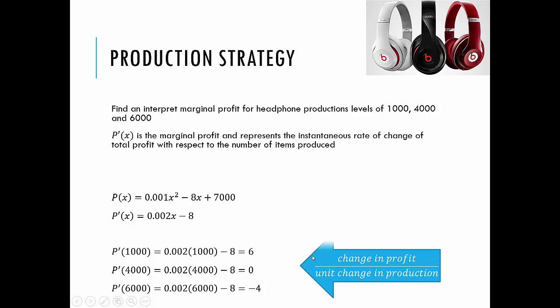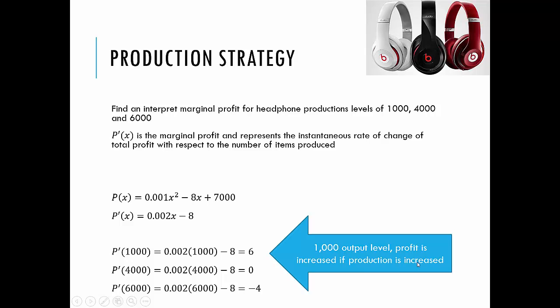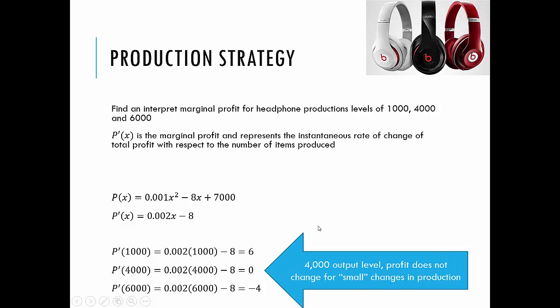And we can see the same things going on here. Our change in profit over the change in production. At a 1,000 output level, profit is increased if production is increased. At 4,000, a small change, probably not a very good thing to do. And then of course at 6,000, your profit starts to decrease.